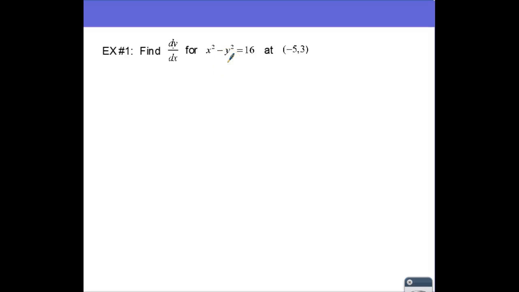Let's take a look at example 1. Here they've given us the equation x squared minus y squared is equal to 16. They want me to find dy/dx, and they want me to do so at the point (-5, 3). So let's begin with our equation x squared minus y squared equals 16.